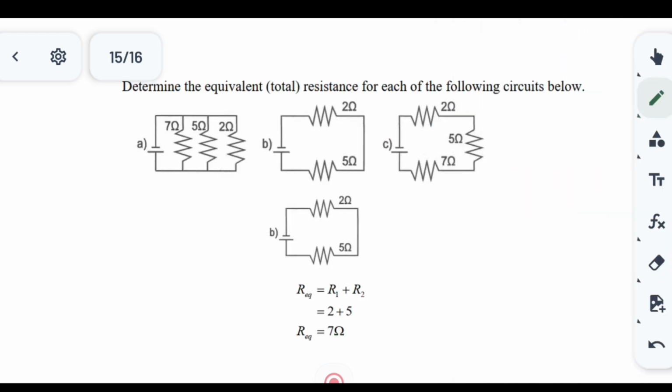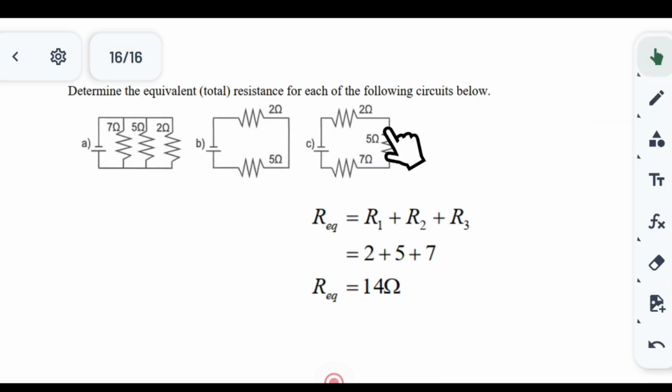Now, how about for a series circuit? For letter B here, you have 2 ohms and 5 ohms. You just need to add them. So the formula would be total resistance on a series circuit is equivalent to the sum of the first resistance and the second resistance. Then 2 for the first resistance, then 5 for the second resistance. You will now have 7 ohms. 2 plus 5 is 7, right? This is the resistance of letter B.